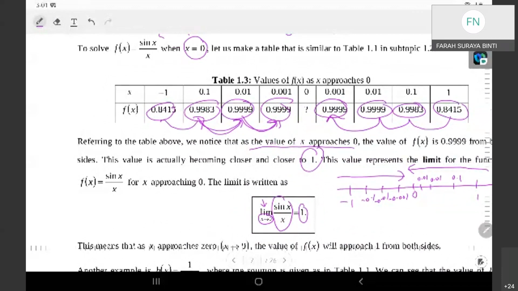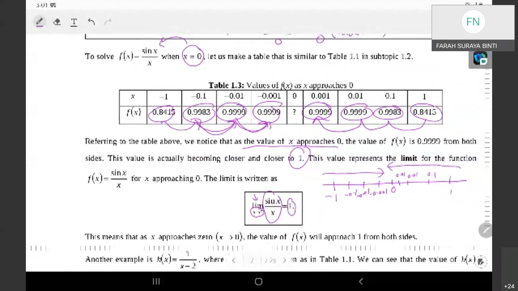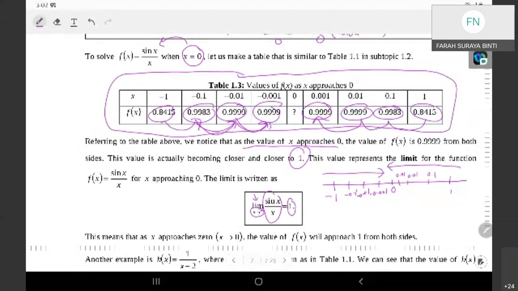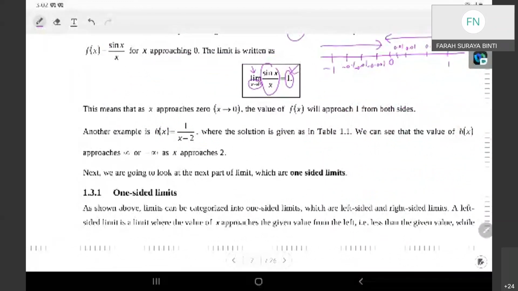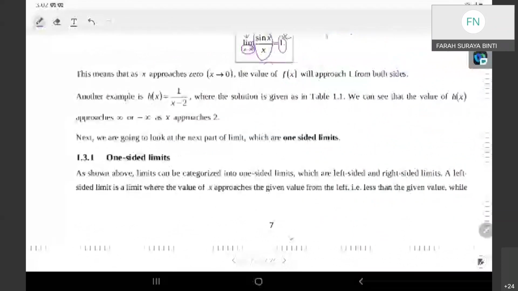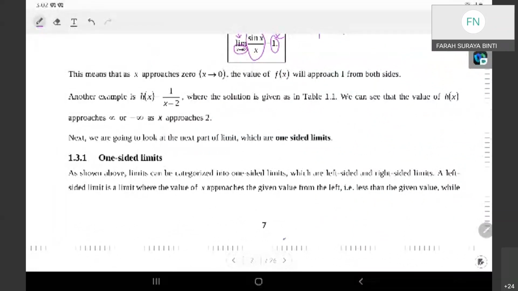Macam mana nak dapat jawapan dia? Cara traditional ataupun cara lama dia adalah buat table macam ni. Tapi cara traditional ni adalah cara yang lambat lah nak dapat jawapan. Okay, lambat dapat jawapan sebab kita kena tengok pattern dia, nilai f of x dia menghampiri berapa. Okay, kalau kita tengok pattern kat sini, dia menghampiri 1 dekat sini. Okay, so sebab tu jawapan dia 1. Itu cara traditional. Okay, cara yang senang dan mudah dapat jawapan adalah macam yang kita nak belajar dalam topik 1.3.1 ni. Okay, one-sided limit.